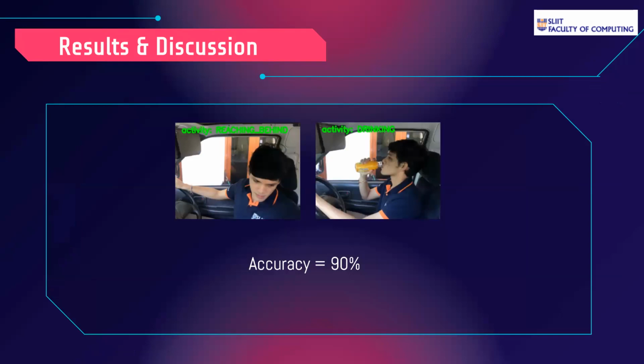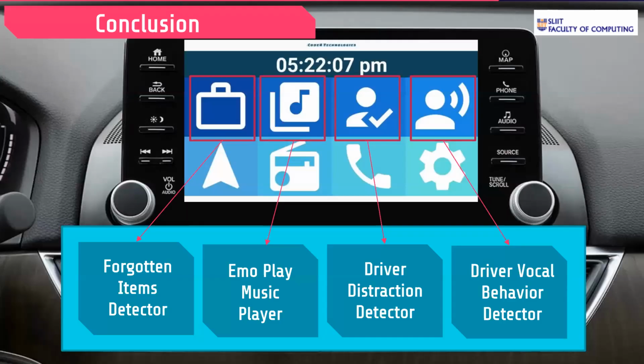So when it comes to the conclusion, this smart infotainment system, which is built by us, has 4 new key features: the forgotten item detector, the IMOPlay music player, the driver distraction detector, and the driver vocal behavior detector, which will help passengers and also taxi service providers to have a safe and comfortable journey. And also, if taxis purchase this kind of product, they can commercialize it to engage more customers, that we are having these kinds of features.